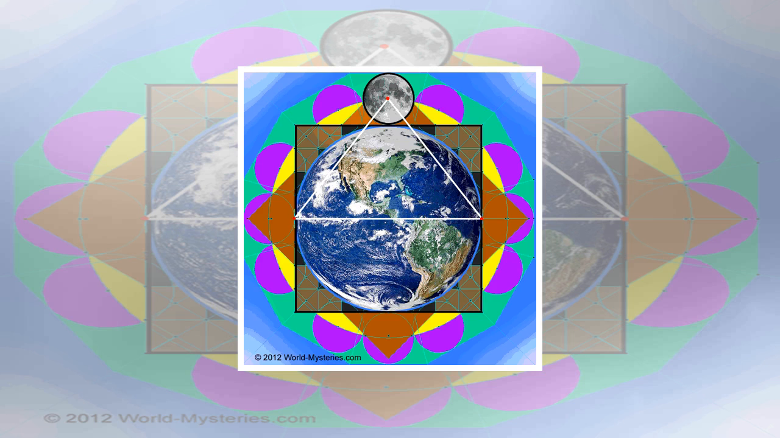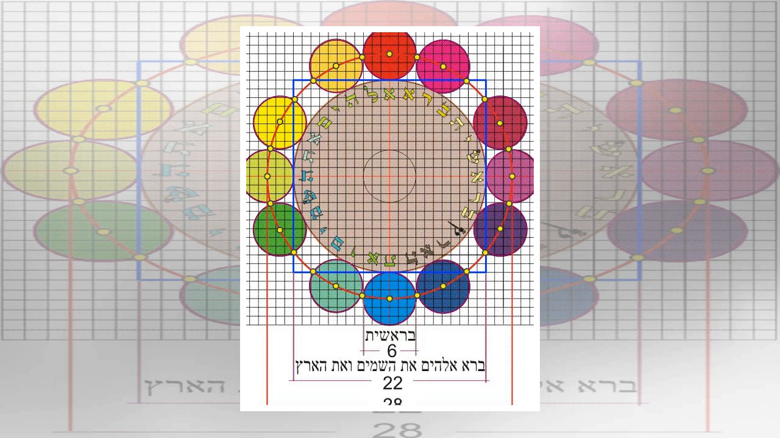14. And God said, Let there be lights in the firmament of the heaven to divide the day from the night, and let them be for signs, and for seasons, and for days, and years. 15. And let them be for lights in the firmament of the heaven to give light upon the earth, and it was so. 16. And God made 2 great lights, the greater light to rule the day, and the lesser light to rule the night. He made the stars also.